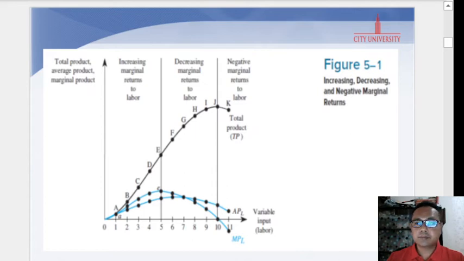So the principle that we have to remember here is the phases of marginal return as the usage of input increases.